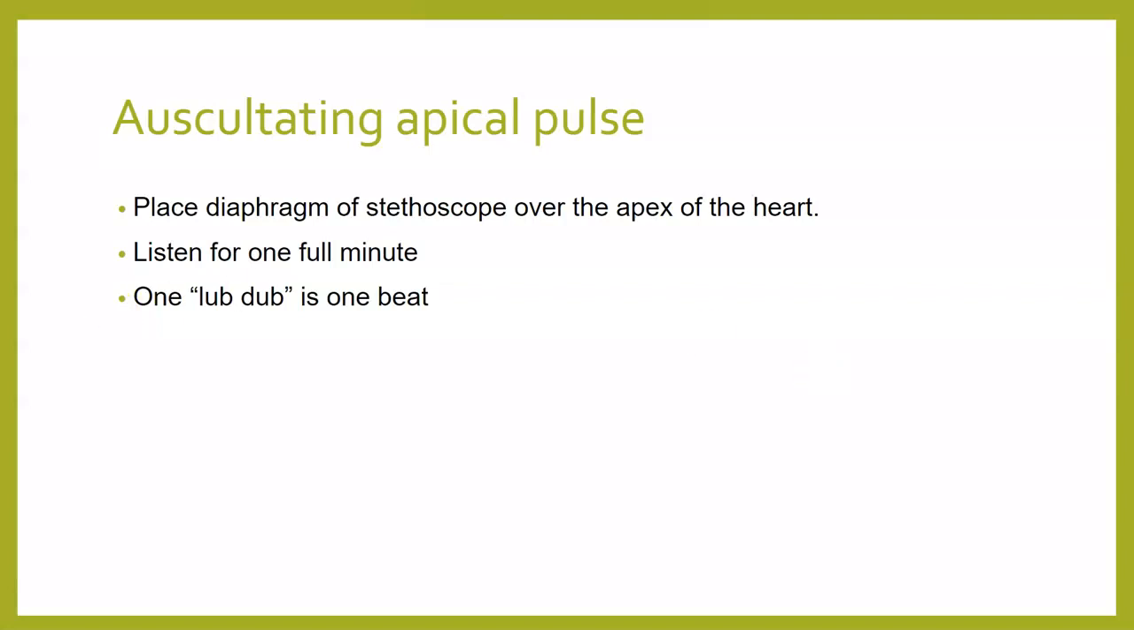So something that can be confusing when you're listening is that the lub-dub sound is 1 beat. So the systolic and the diastolic sound is 1 beat. So when you're palpating a pulse, radial, wherever, you'll just feel 1 pulse. But when you're listening, it's going to be a lub-dub sound. So that is one pulse. So this is your S1, your S2. This is 1 beat.